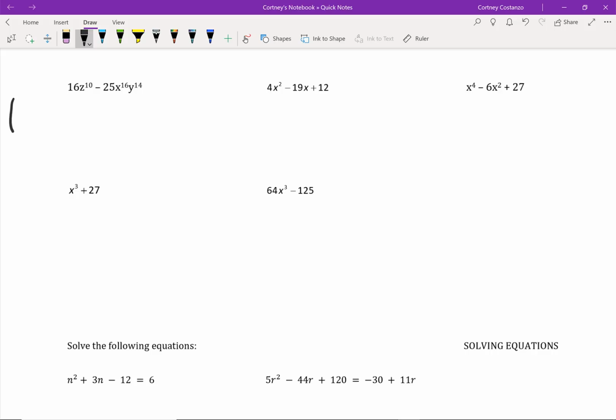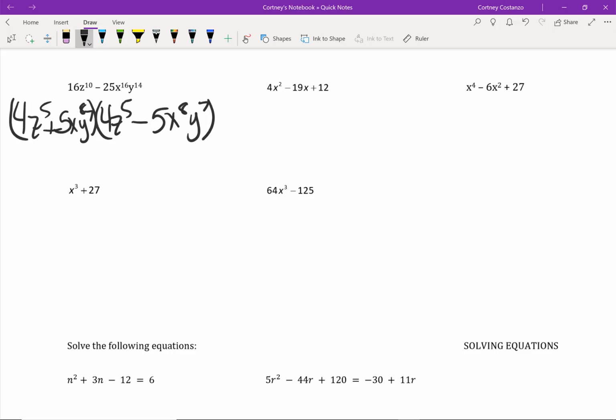Notice everything is a perfect square, which is beneficial to us because then I can just split it up to be 4z to the 5th, 4z to the 5th. That's how I would break apart 16z^10. And then 25x^16, y^14, one of them gets a positive, one of them is a negative, because remember they're conjugate pairs. So 5x^8, y^7, and 5x^8, y^7.